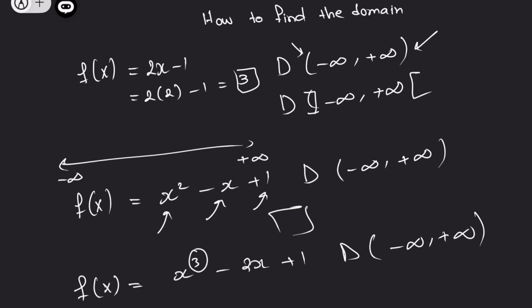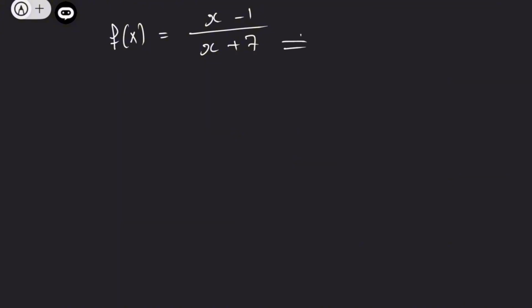Okay. Now let's go to the fractional functions or the rational functions. For the rational functions, any function I can write as a fraction. (x - 1) divided by (x + 7). Before identifying the domain here, you must take care of this point, that always the denominator of any fraction must not equal 0. It cannot be equal to 0.